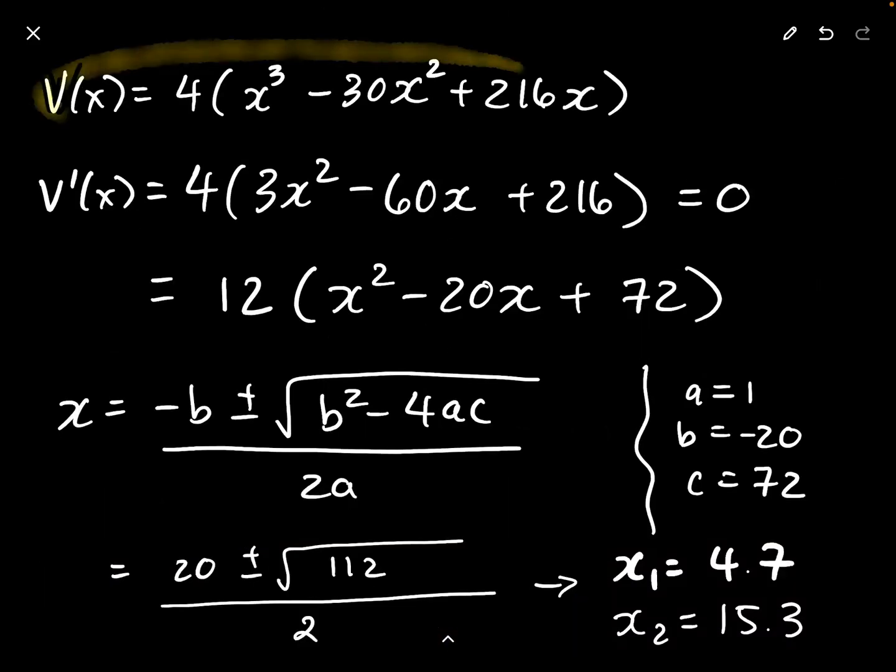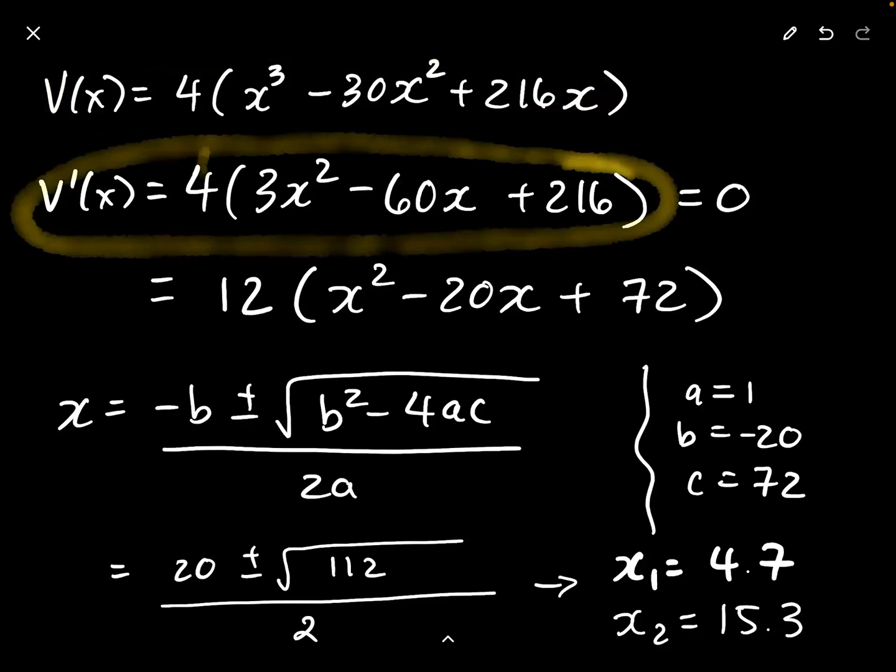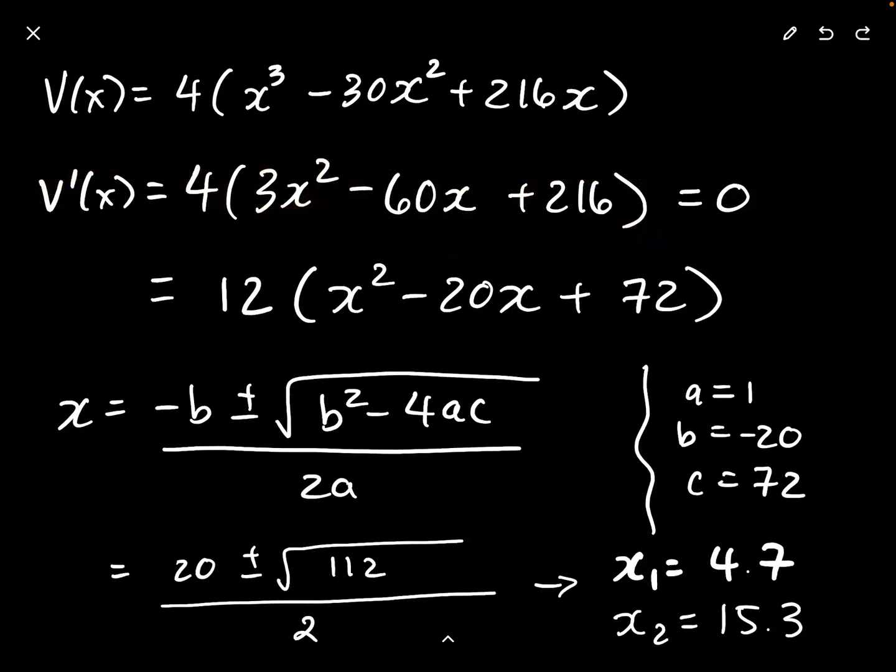So here we have the volume, then we can take the derivative V prime. We'll keep the constant 4, take the derivative of x cubed, it will be 3x squared. The derivative of minus 30x squared will be minus 60x, and the derivative of 216x will just be 216. This we can set to 0 and solve for the critical values.